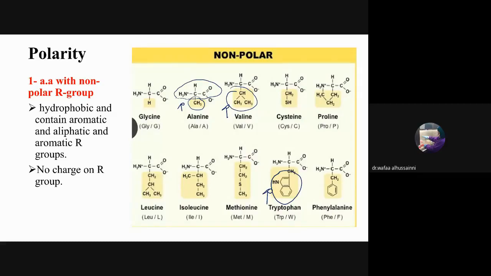If I show you this amino acid and ask whether it is polar, non-polar, positively charged, negatively charged, or no charge, what you will tell me is that this is a non-polar amino acid because it has a non-polar R with no charge. Okay?